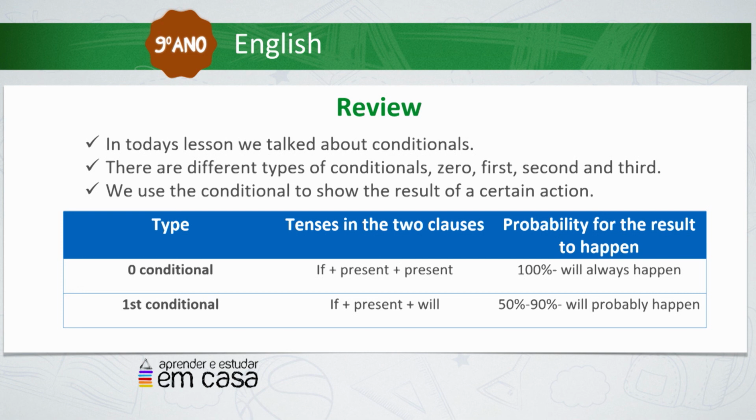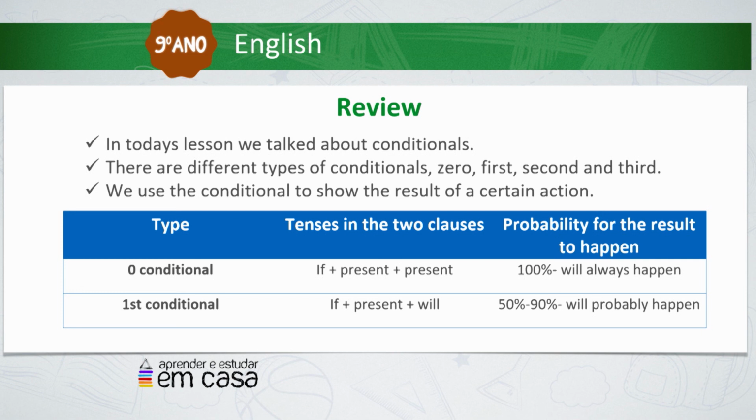We also saw that we use the conditionals to show the result of a certain action. You have a condition, and then you have the result. Now, we have the two types of conditionals that we learned today, the zero conditional. And the structure of the zero conditional is if plus the present plus the present. Now remember, the present means the present simple. When we talk about the zero conditional, we talk about something that is 100% sure that will always happen. Remember, something that is true or scientific facts.